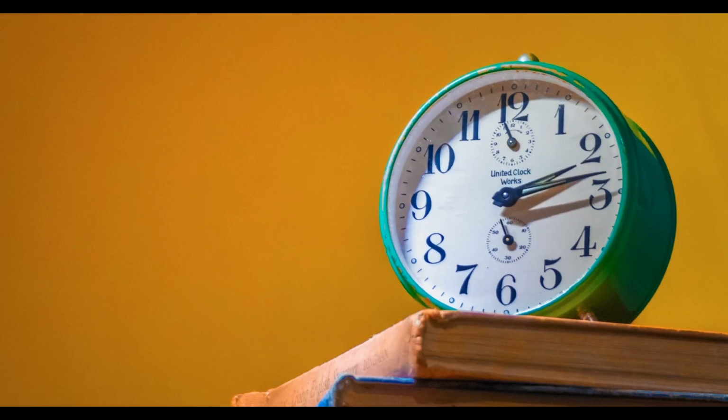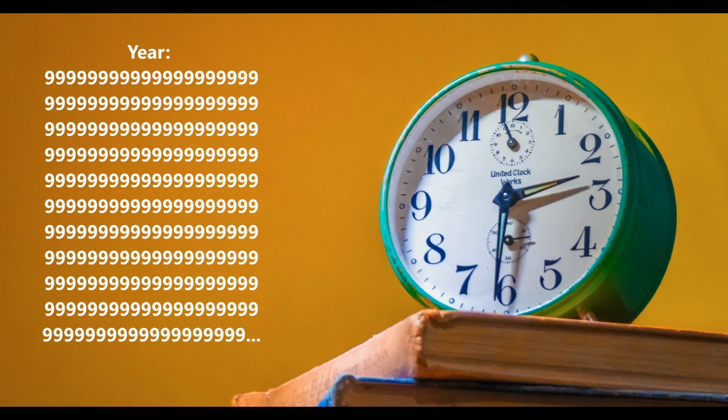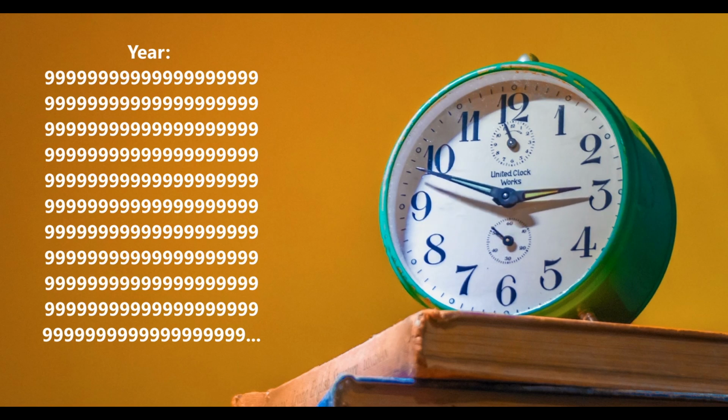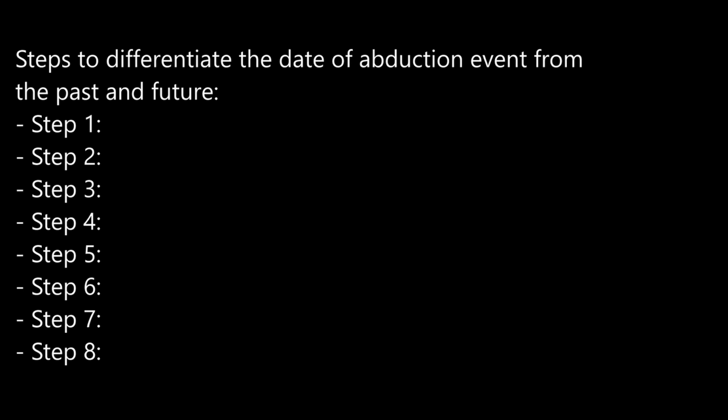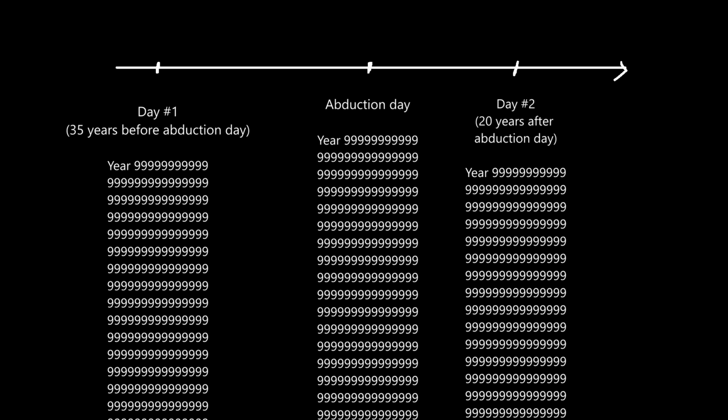In the event that time had no beginning, the year of the abduction event could potentially be an infinitely large number, in which case the paper should then present ways to differentiate this date from any other future or past points in time, as hypothetically any year before or after the abduction would also be the same infinitely large number.